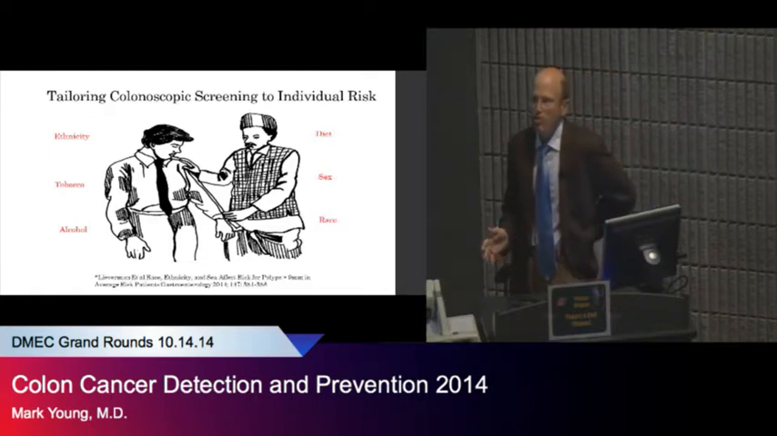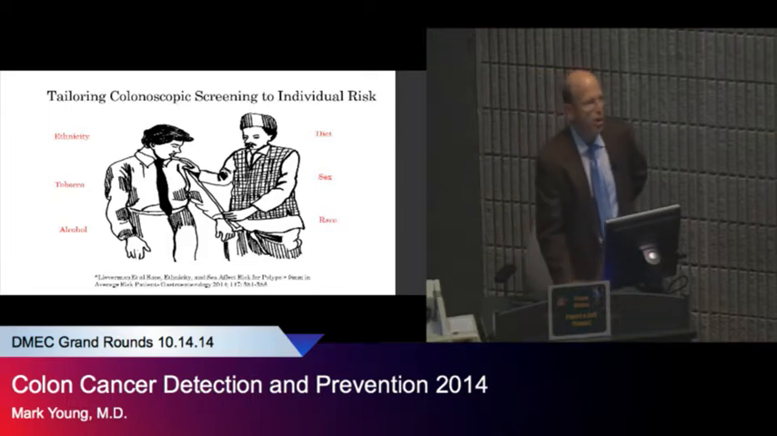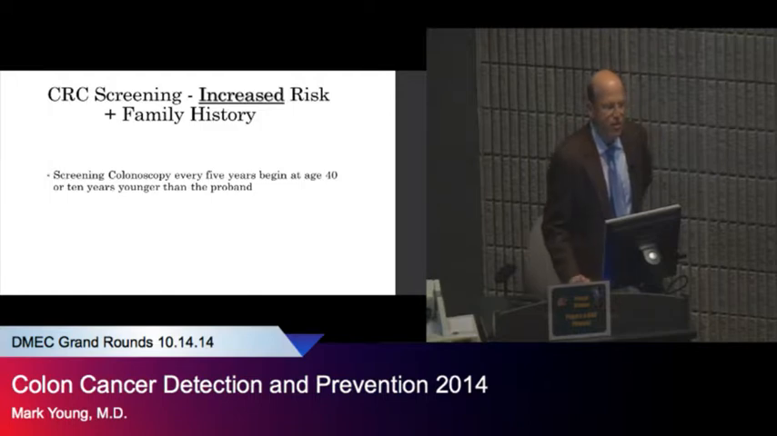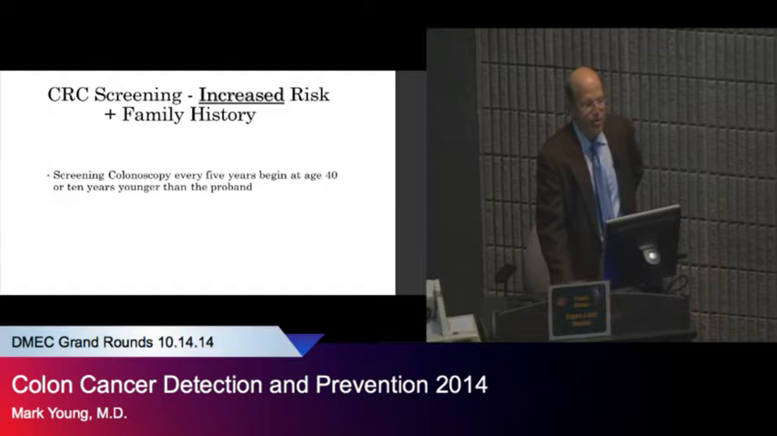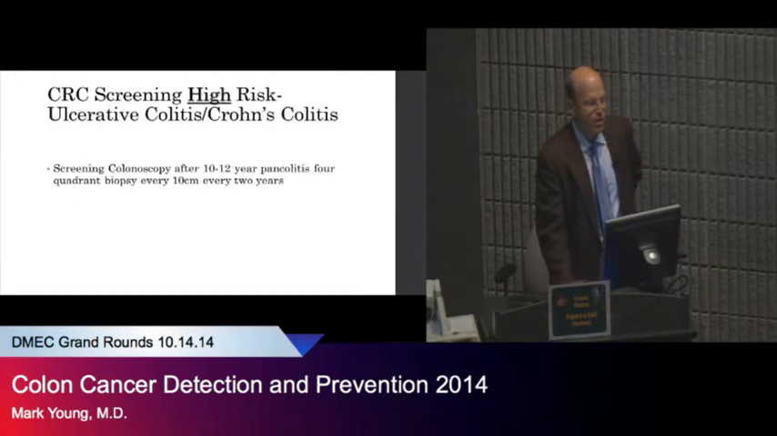So his point was, do we move screening back for women to their later 50s, and move it up for people with risk factors like tobacco smoking, alcohol, and obesity? So I think within the next 5 years, there'll be better guidelines on the above. So if we do have an increased risk in a family history and a first-degree relative, we start at age 40 and every 5 years for screening the colon.